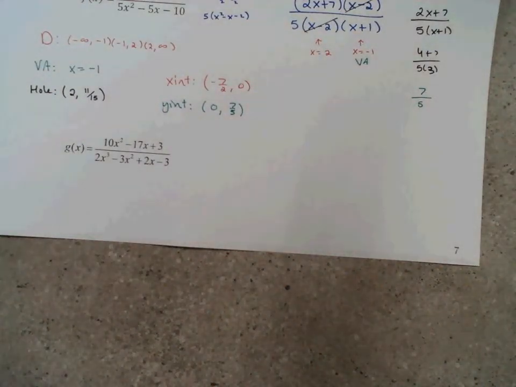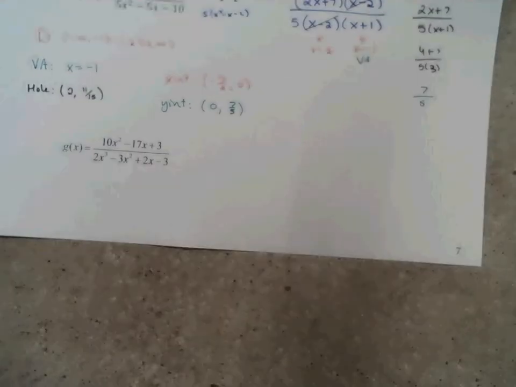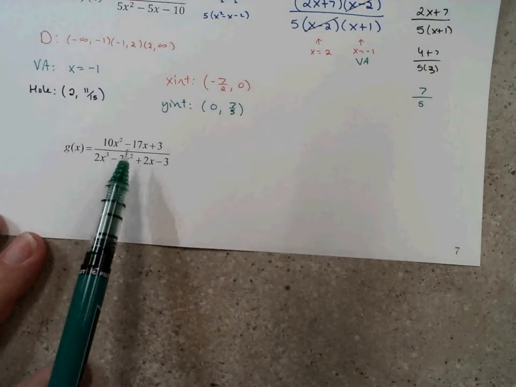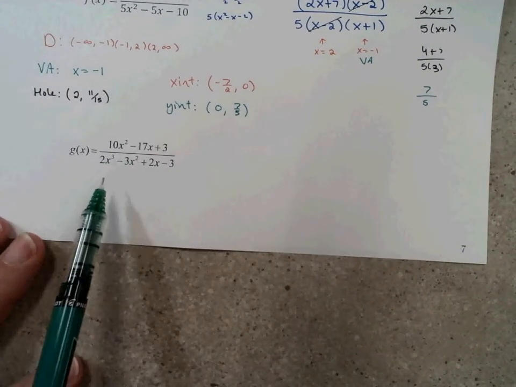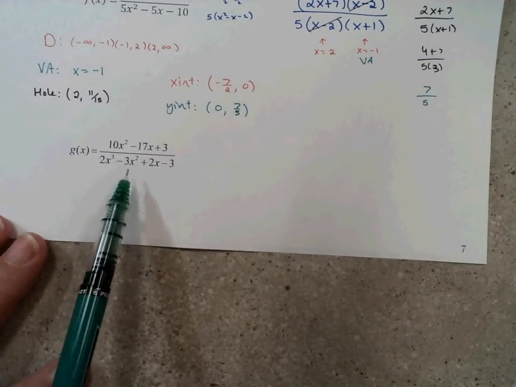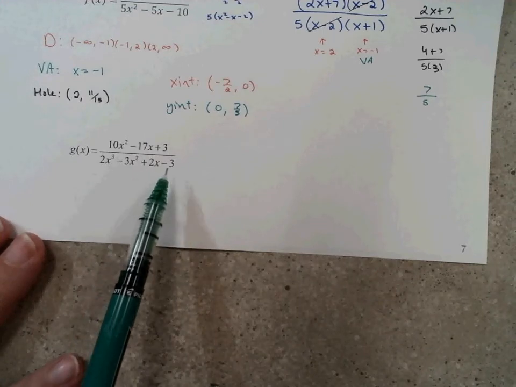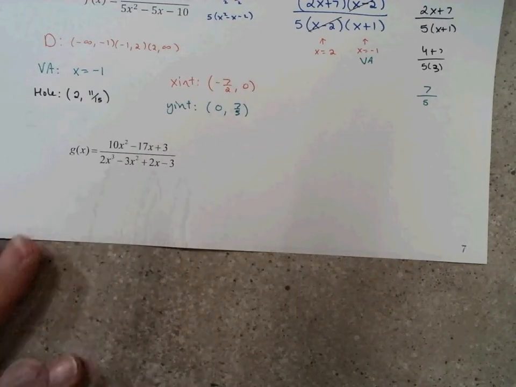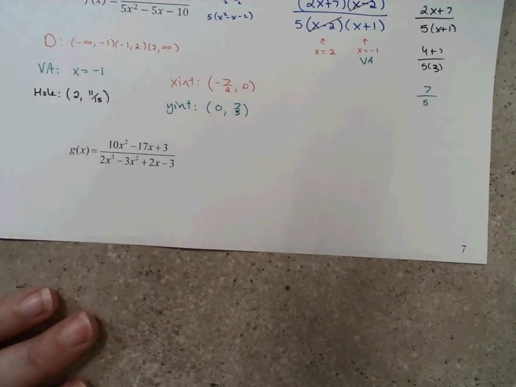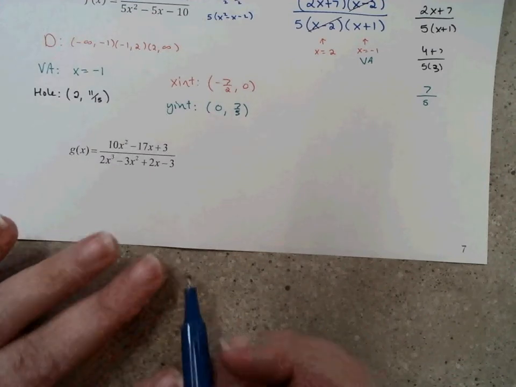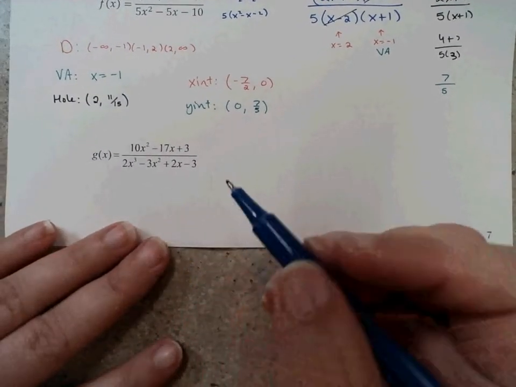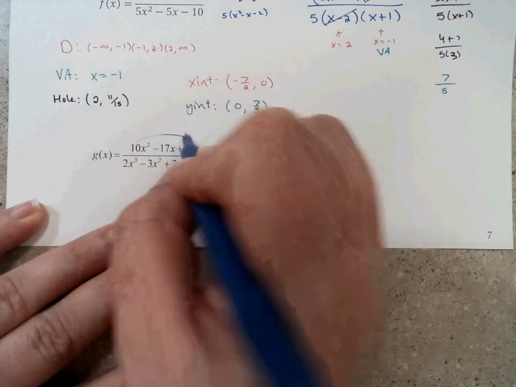So for this function, we have g of x equals 10x squared minus 17x plus 3 over 2x cubed minus 3x squared plus 2x minus 3. Okay, we are going to factor. The numerator doesn't have any common factors, so we're going to factor the quadratic with bottoms up.